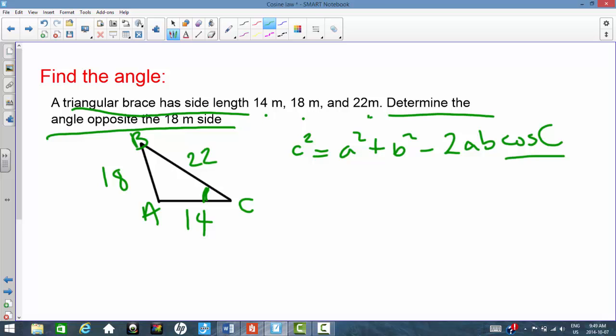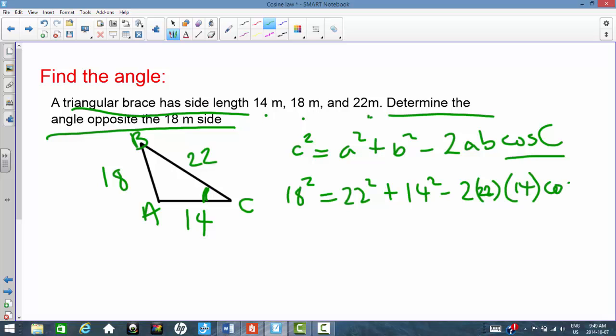So let's substitute all the values we know into this. We do actually know C in this case, it's 18 squared. And we know A is 22, and B is 14 squared minus 2. Again, we know A is 22, and B is 14. We don't know this C over here. So what we're going to have to do is rearrange this formula so we can solve for that.